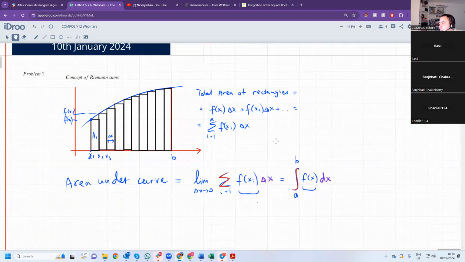Can I ask, Archie, which part do you find confusing? You can use the mic, or you can use the chat. Which part would you like clarification on?